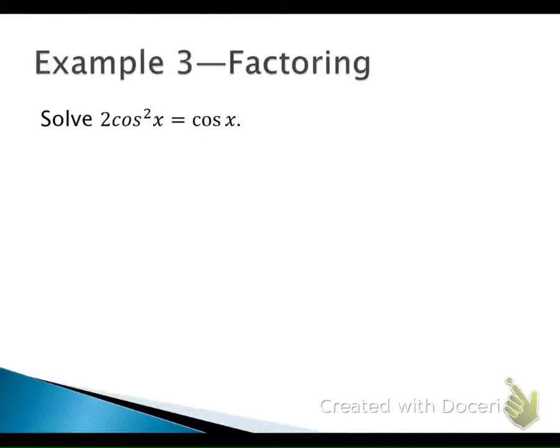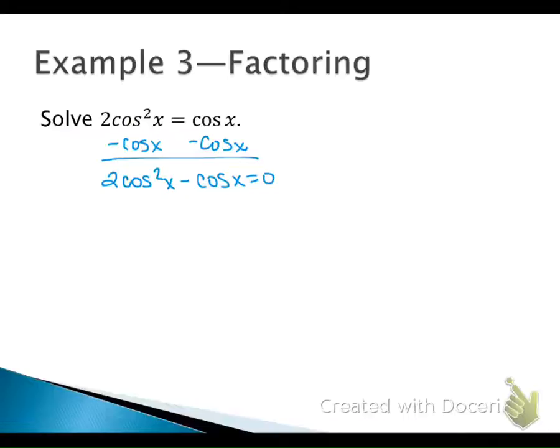Okay, in example 3, this time I have a cosine squared and a cosine. So just like when you had x squared and x, you need to set it equal to 0 so you can factor. We're going to do the same thing. So let's move this cosine of x over to the other side. So it'll be equal to 0. So we have 2 cosine squared of x minus cosine of x equals 0.